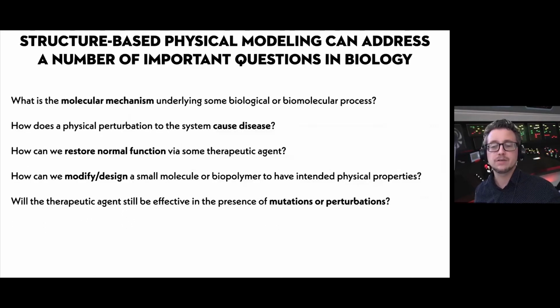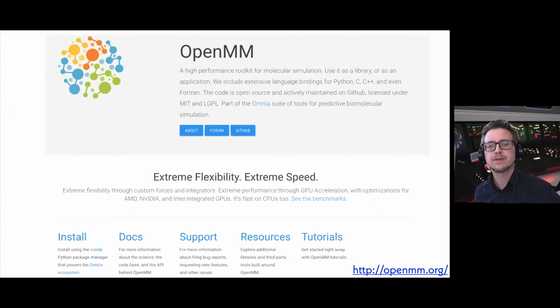These kinds of models allow you to answer a whole number of questions about the molecular mechanism of some biological process at the biomolecular level, or how a physical perturbation to the environment, via mutation or the binding of an exogenous agent, can cause disease; how you might design a small molecule or biologic to restore normal function and cure that disease; how you might modify things to change their properties; or assessing the impact of human genetic variation or variation in cancers, for example, on whether a drug will still work or not. OpenMM is a package that's intended to be a very flexible way of answering questions like this by building interesting algorithms on top of it.